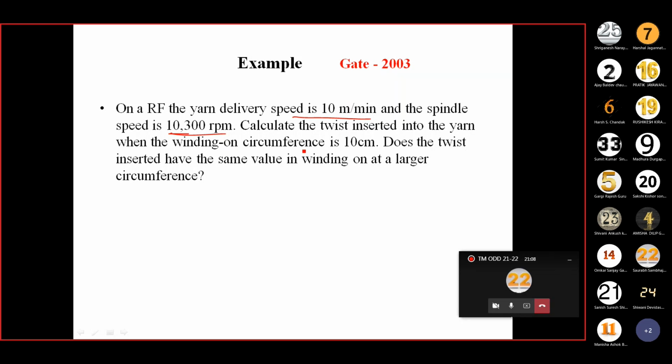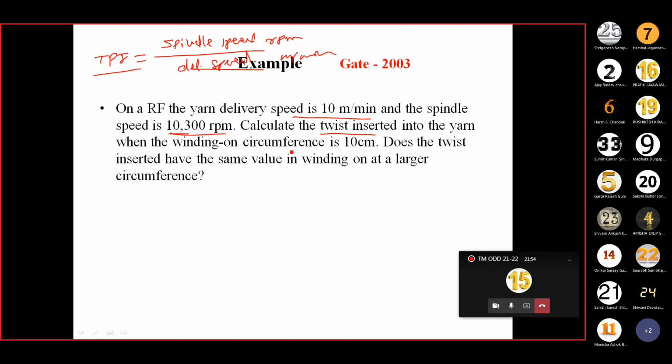Can anybody answer me? Twist per inch formula. You have already seen it in third year. TPI. Spindle speed divided by delivery speed. Right? So spindle speed is in RPM obviously and delivery speed in meters per minute. So here we have to calculate this twist inserted. This one you have to calculate.